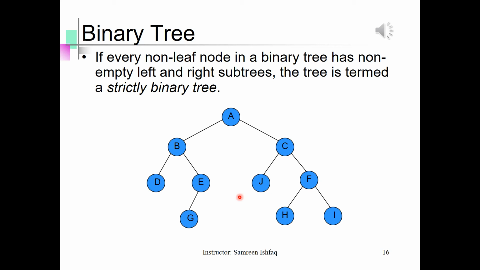Now if we see, node F has its left and right child that are H and I. Now the last non-leaf node, that is E, has its left child G but no right child. So we are going to add another node, that is K, as the right child of node E. Now this tree is a strictly binary tree because all the non-leaf nodes now have non-empty left and right subtree.